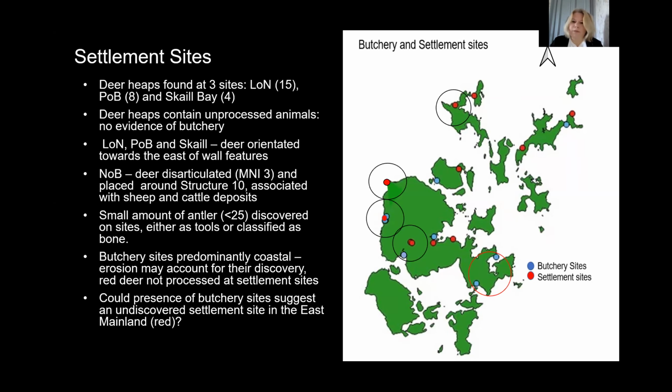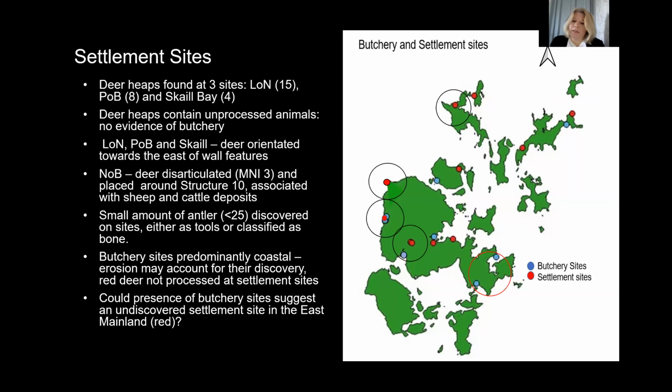Also, we found at the Ness of Brodgar a very small amount of antler again. And even across all of the settlement sites, we're only looking at 25 pieces. And they're either classified as tools or they were discovered as non-specific bone, hence having to trawl through all those boxes. The other thing that we've discovered here is the butchery sites are predominantly coastal, but we have to really take that with a massive pinch of salt.